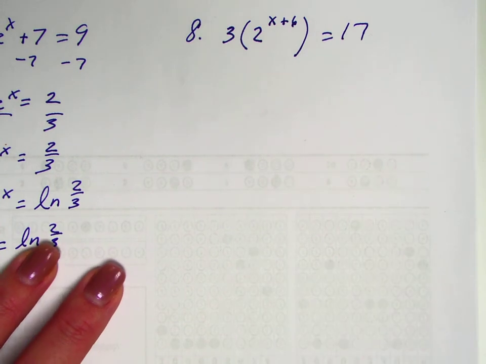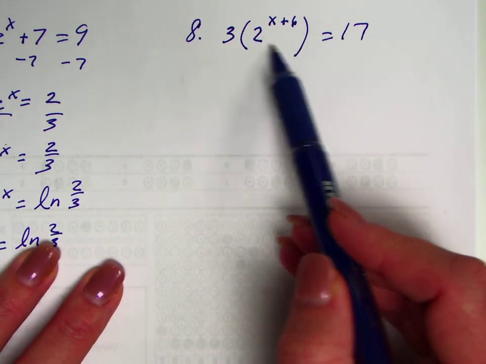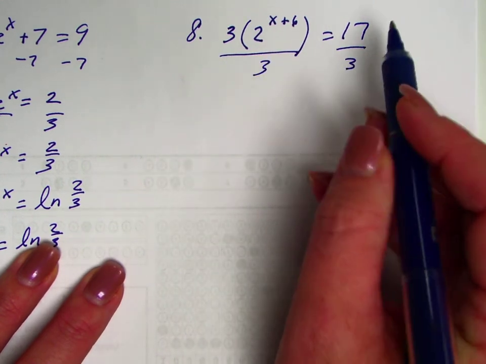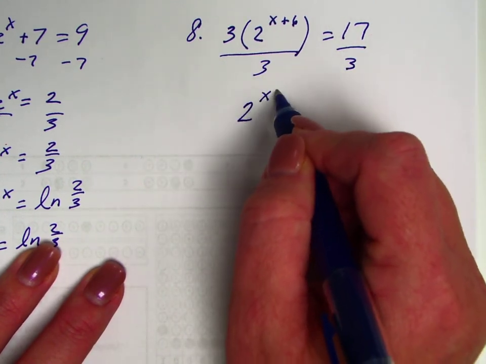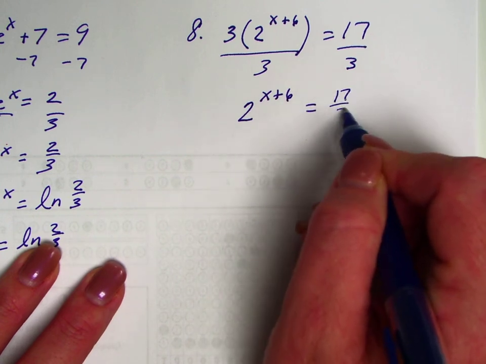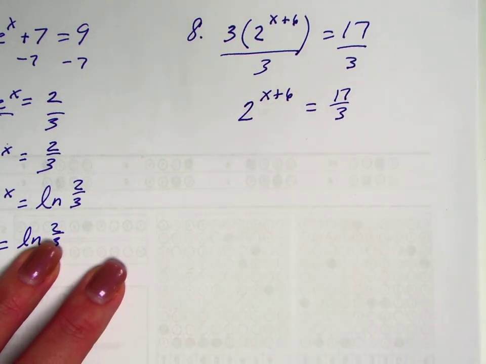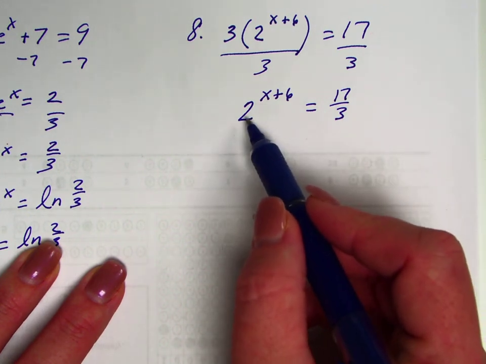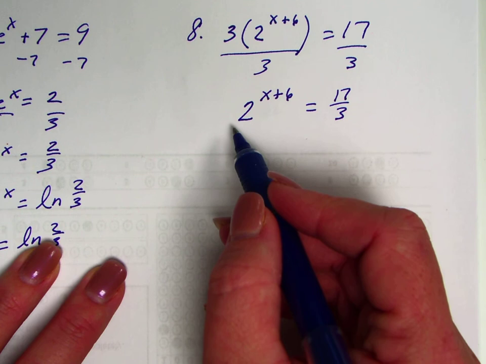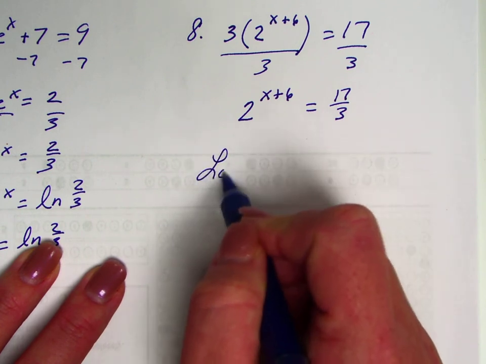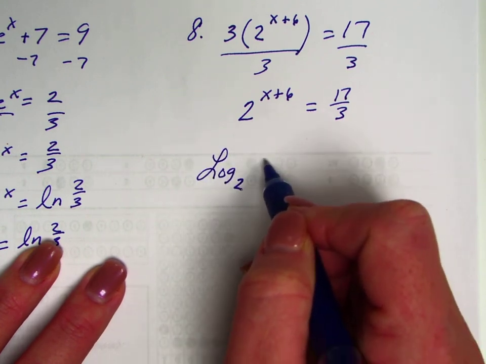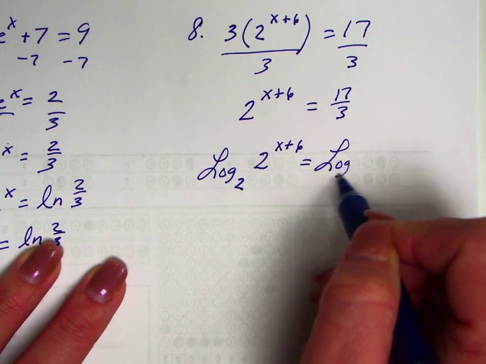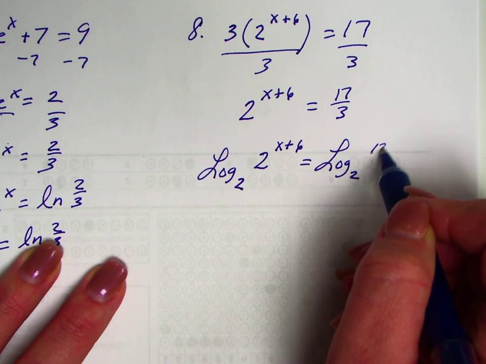So this is your equation. So in order to get this exponential expression by itself, you need to divide by that 3 first. So you divide both sides by 3. So you have 2 to the x plus 6 equals 17/3, right? And then now you would take the log of base 2. Since this is an exponential equation with base 2, you would say the log of base 2 of 2 to the x plus 6 equals the log of base 2 of 17/3.